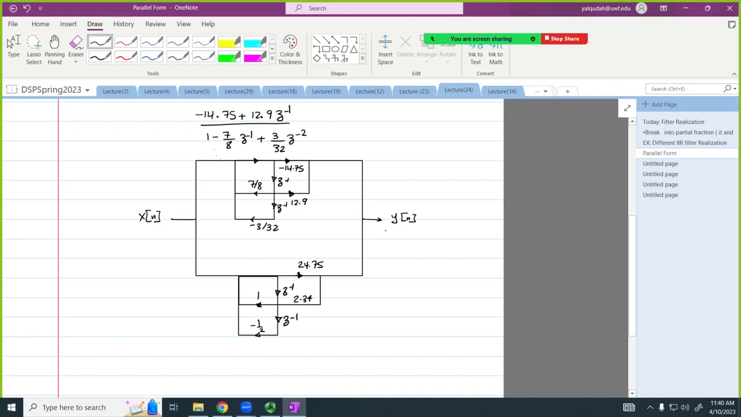So looking at the number of multiplications: 1, 2, 3, 4, and 1, 2, 3, 4.